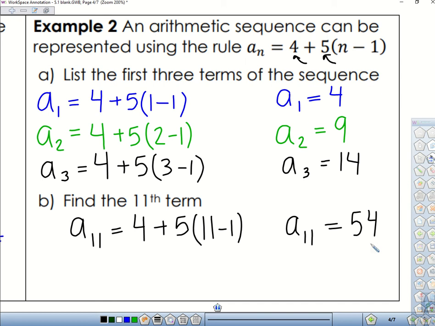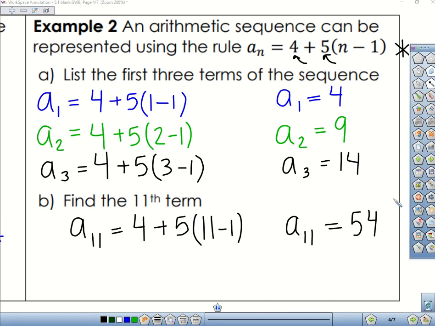Okay. I just don't understand what this has to do with the explicit rule. Are we using that right now, or? This is the explicit rule, but we haven't created one yet. We're going to create one on the next slide. Okay. So this time they gave you the explicit rule, and you had to find the terms. Sometimes they give you the terms, and you have to find the explicit rule.